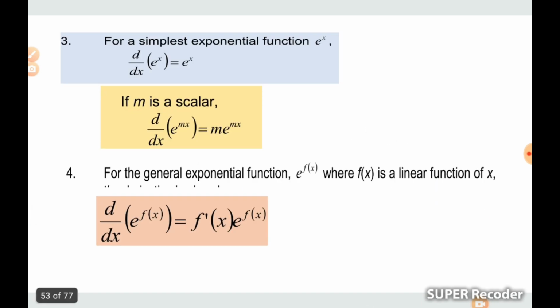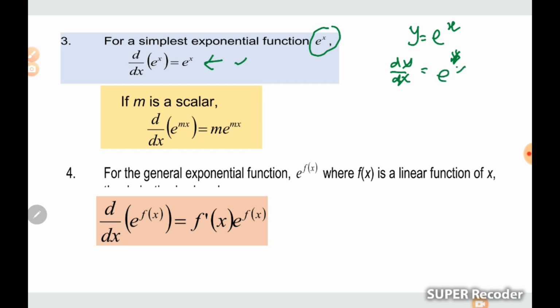Number 3. For the simplest exponential function e to the power of x, the simplest form of exponential function is y equals a^x. Please remember we already learned this function in the topic function and graph. Now we are going to differentiate this function, so you have to memorize the formula. Differentiating e to the power of x gives e^x itself. So dy/dx equals e^x.